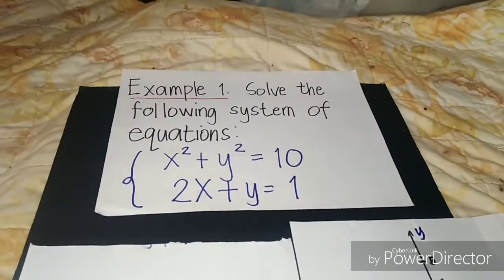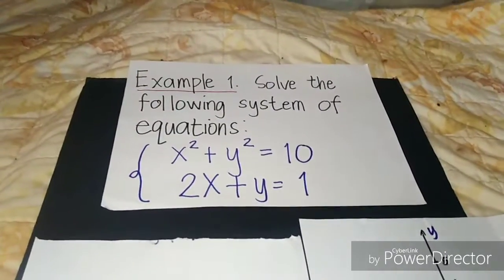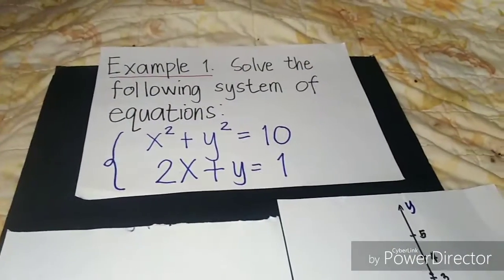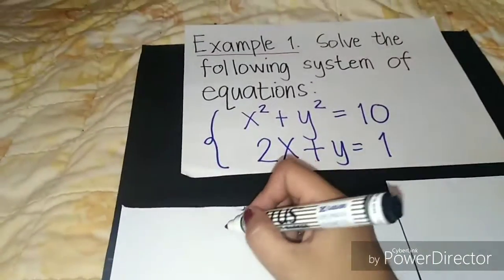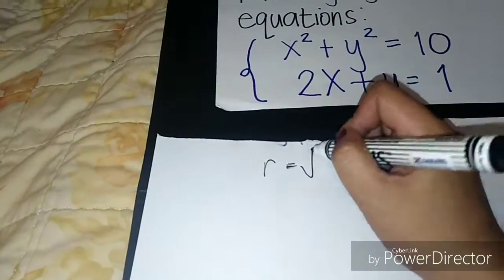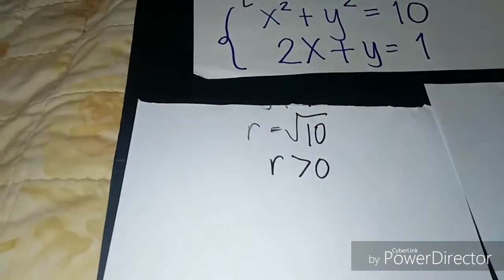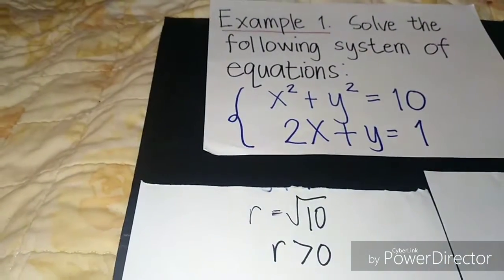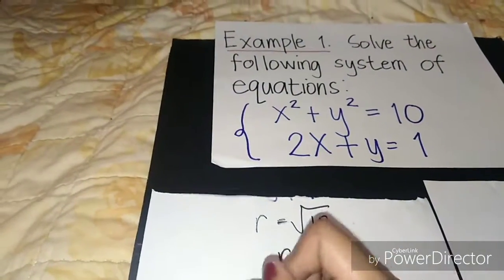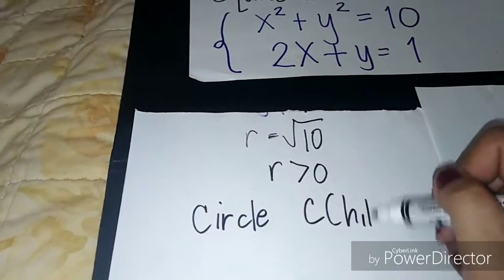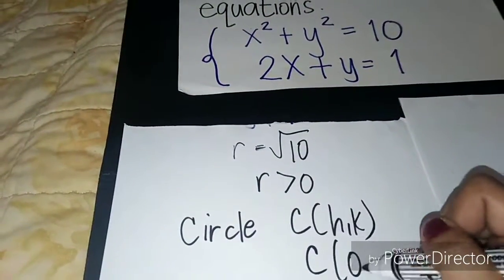First, we are going to sketch the graph of x squared plus y squared is equal to 10. Since the numerical coefficient of these two variables is 1, the radius is equal to the square root of 10. Since the radius is greater than 0, we can say that this graph of x squared plus y squared is equal to 10 is a circle, where the center (h, k) is (0, 0).